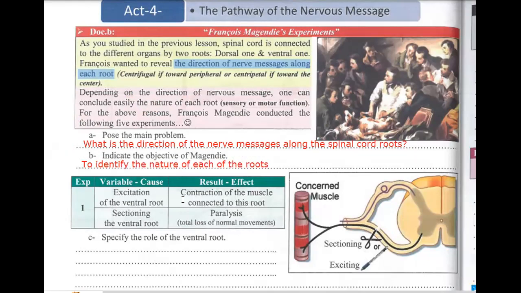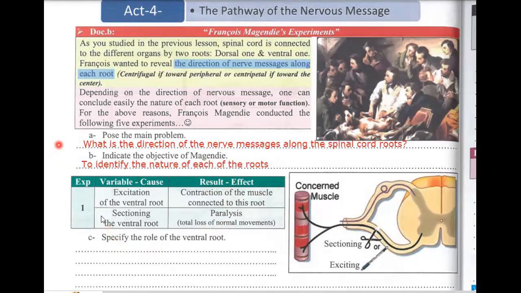Let's start with experiment 1. Look at experiment 1. This is the spinal cord. The excitation of the ventral root causes, what's the effect of this? Contraction of the muscle connected to this root. But the sectioning of the ventral root, cutting of the ventral root, and then the excitation of it causes a paralysis, a total loss of normal movement of the muscle.